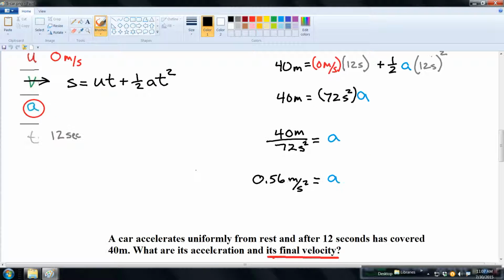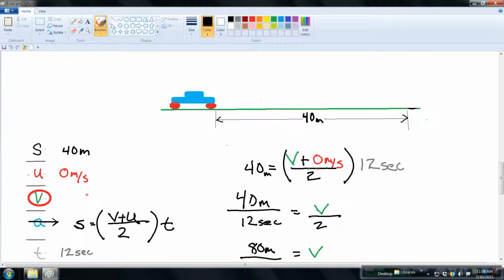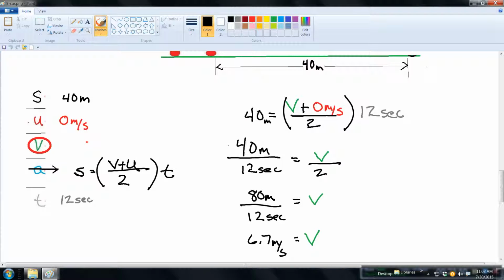Now let's do the same problem and pretend like we don't have the acceleration this time. Okay, so we're given the same bit of information, but we're asked what's the final velocity. So we know it's a SUVAT problem or a kinematic problem because the car is accelerating uniformly. We know that it started from rest. We know that it accelerated for 12 seconds, and we know that in that time period it went a displacement of 40 meters. So that's step 2.